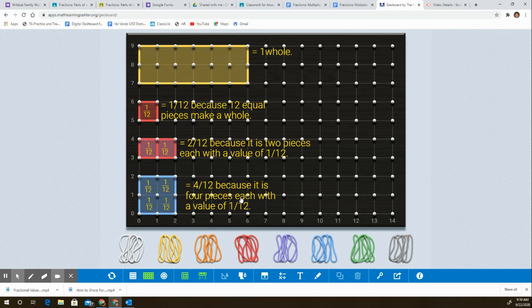All right, that's the way that you can name pieces. You have to find a smaller piece that you compare to the whole and then see how many smaller pieces fit in there. That's pretty simple. Thank you for listening.